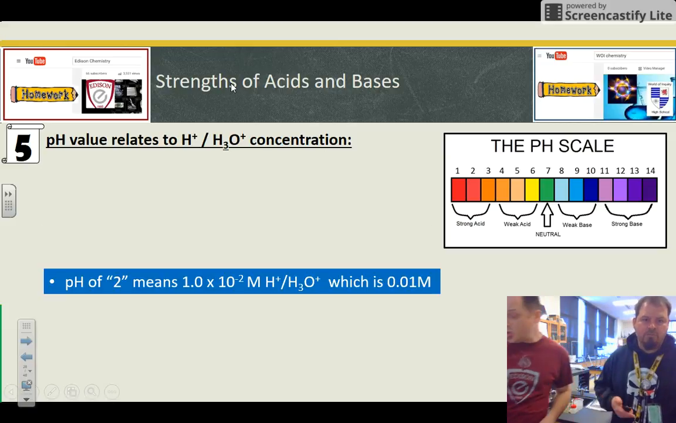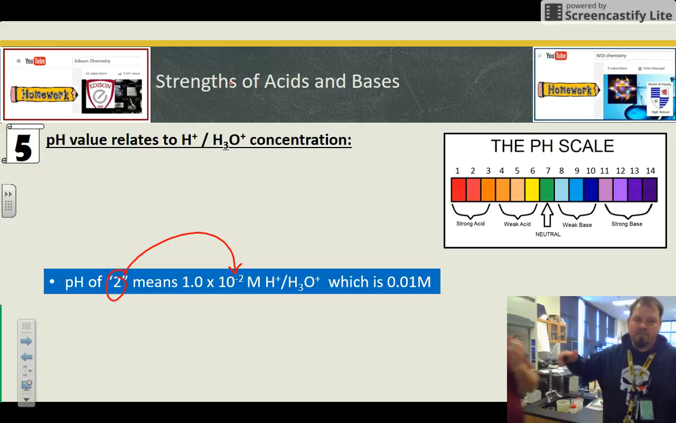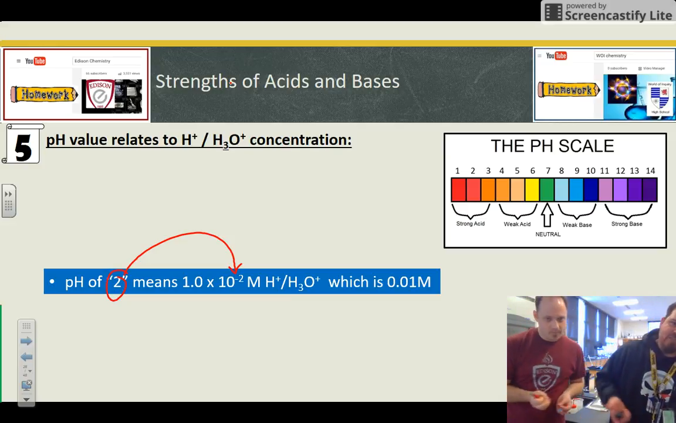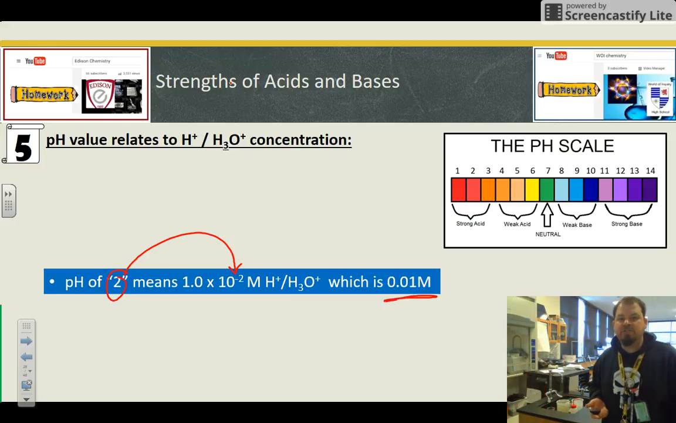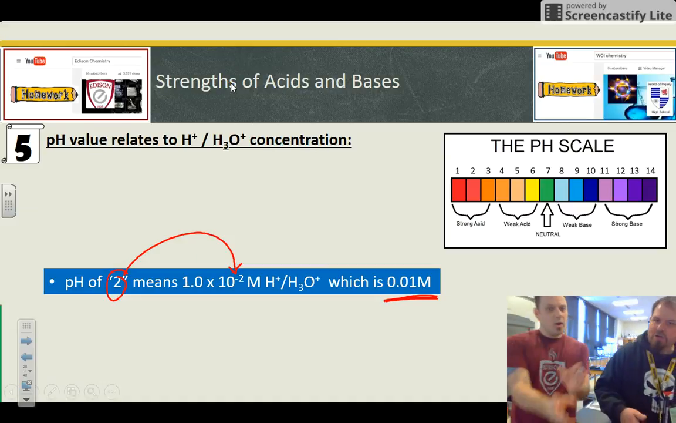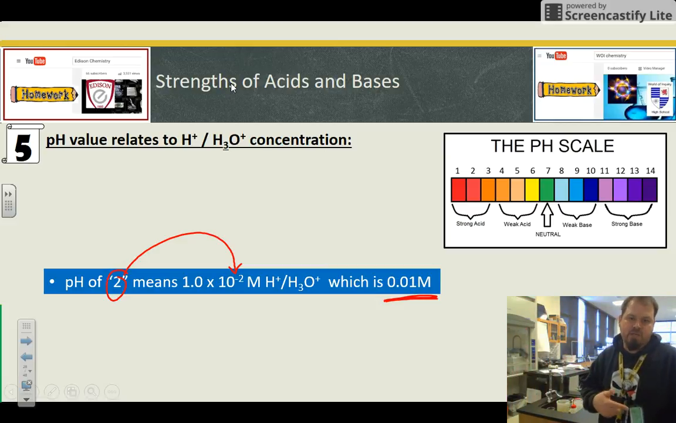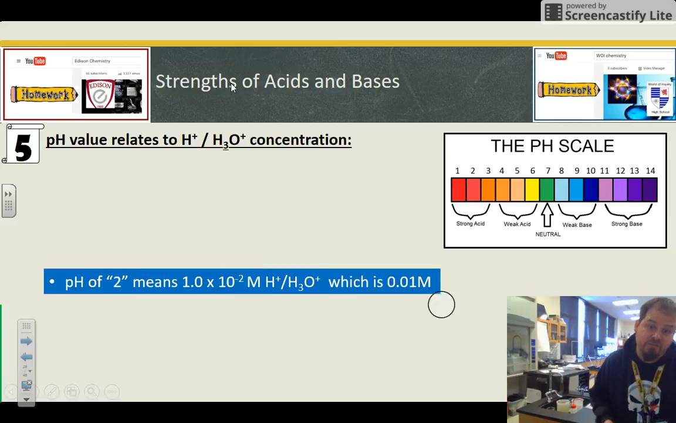So a pH of 2 means 10 to the minus 2, which is smaller, but now you need to move the decimal over. So pH 2 has a lower concentration than pH 1. Notice we're starting at the most acidic at pH 1. Let's see another one.